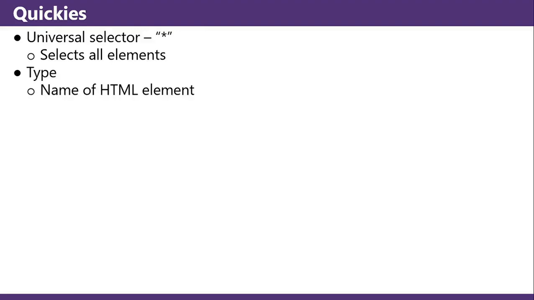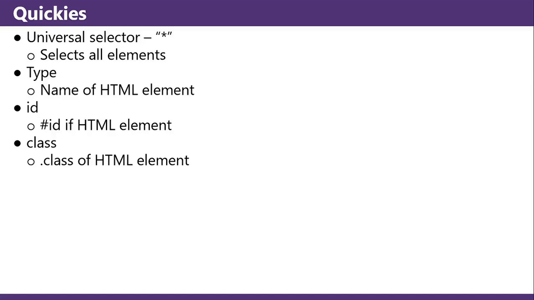The type selector, the name of the HTML element. The ID selector, hash, the ID of the HTML element. Class selector, dot, class of the HTML element.